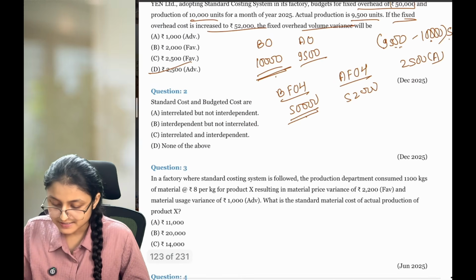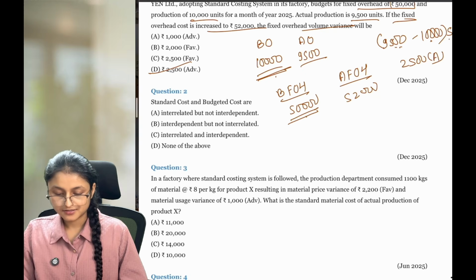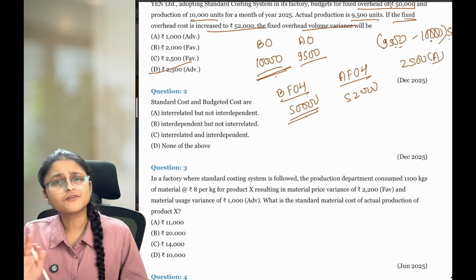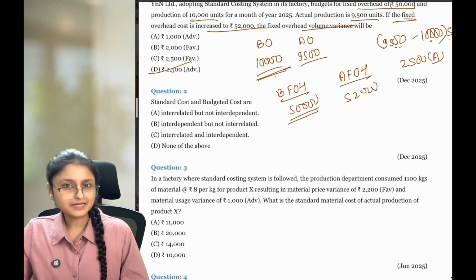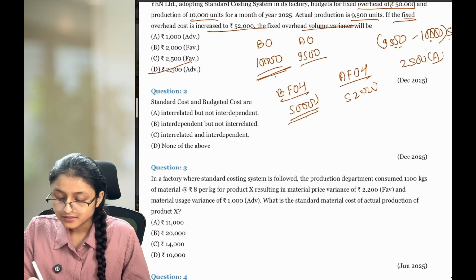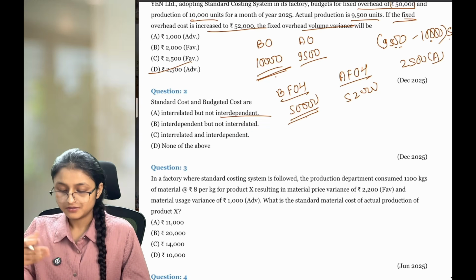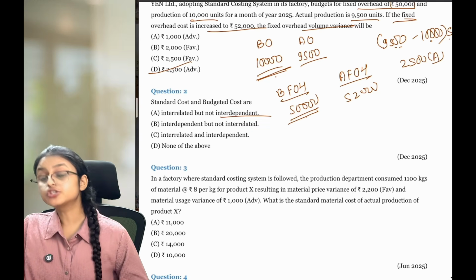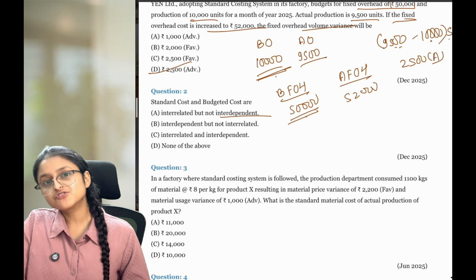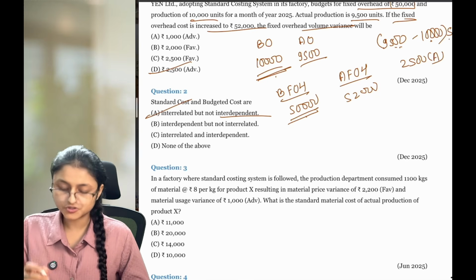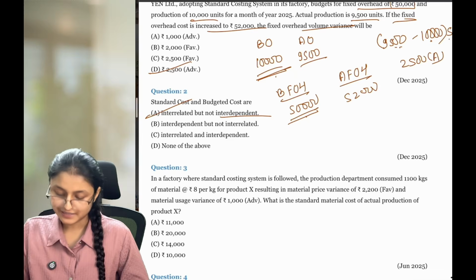Okay? Next, standard cost and budgeted cost are somewhat interrelated only. Similar kind of things are there, but they are not interdependent. You can use standard costing in your organization without using budgeted cost, and you can use budgeted cost without using standard cost. So they are interrelated, but they are not interdependent.